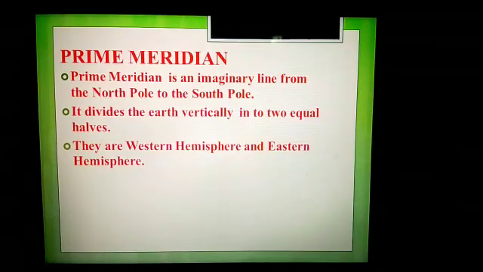Next, another imaginary line is the prime meridian. The prime meridian is an imaginary line from the North Pole to the South Pole. It divides the earth vertically into 2 equal halves. They are the Western Hemisphere and Eastern Hemisphere.